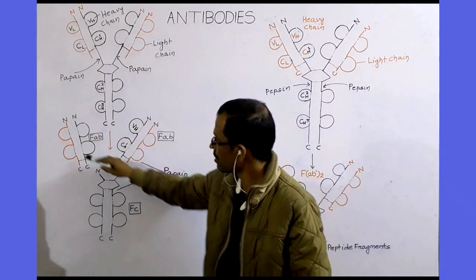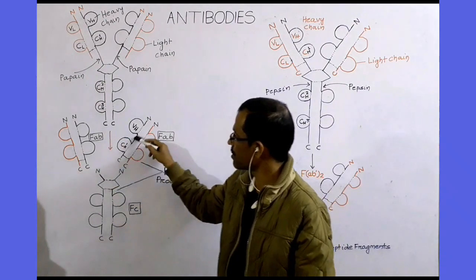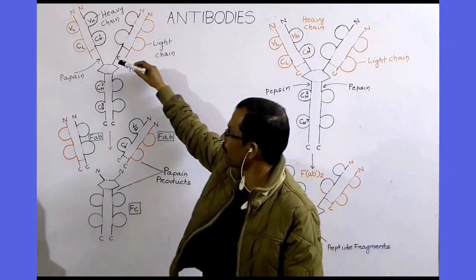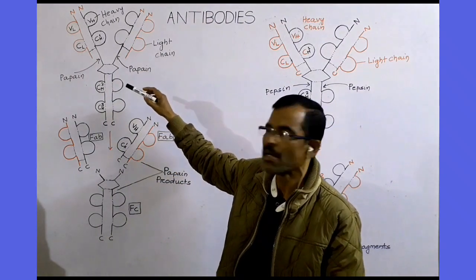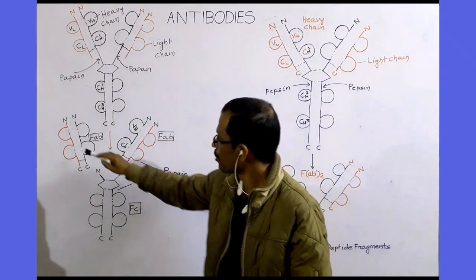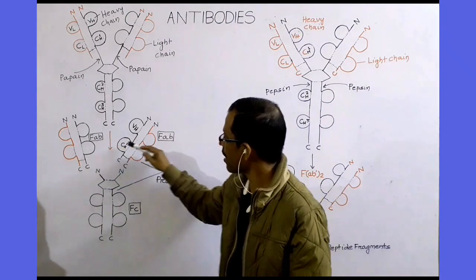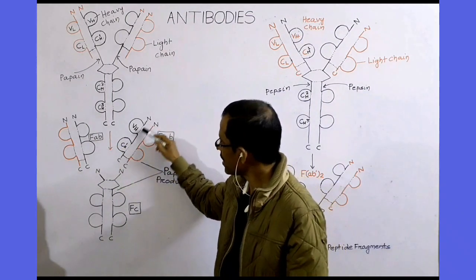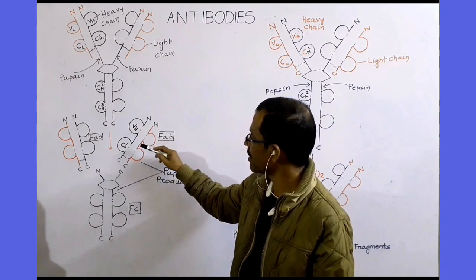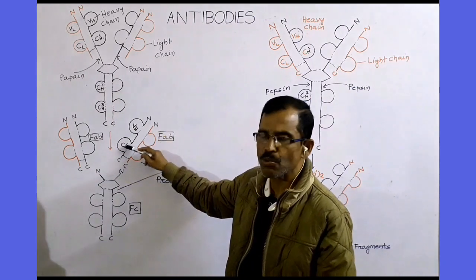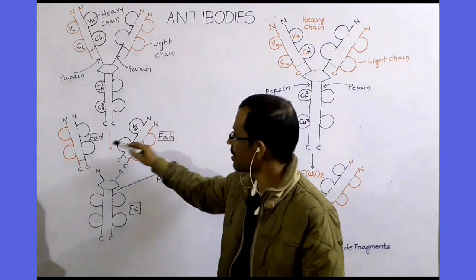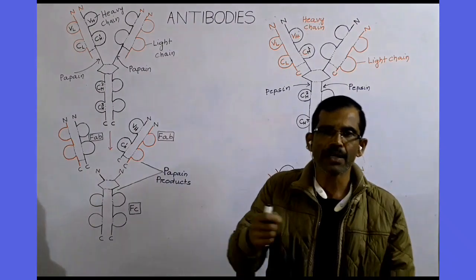pieces. These are the three fragments that are formed due to the proteolytic cleavage of rabbit IgG molecules by the enzyme papain. Out of three pieces, two pieces are identical to each other and each piece is composed of a complete light chain and the VH and CH1 domain of the heavy chain. These two pieces retain the ability to bind with antigen.